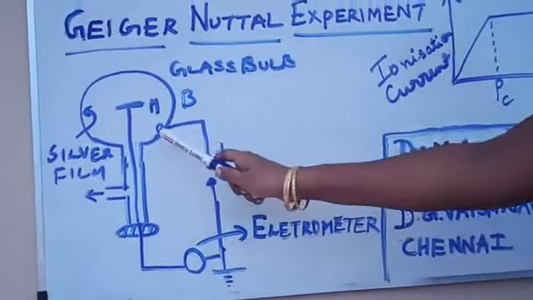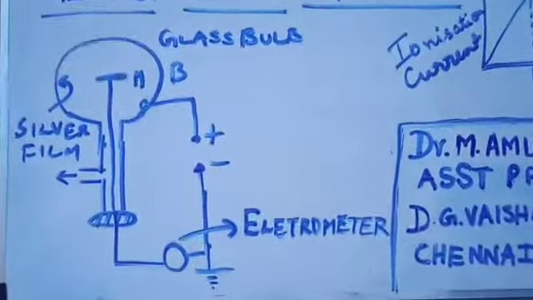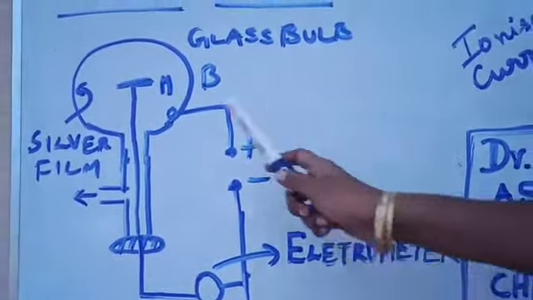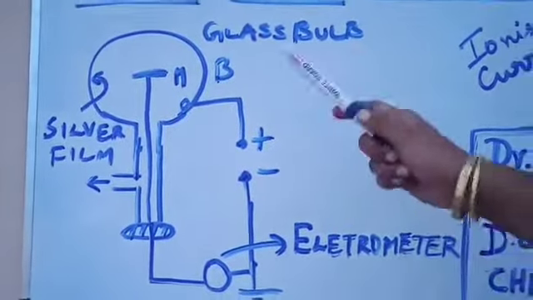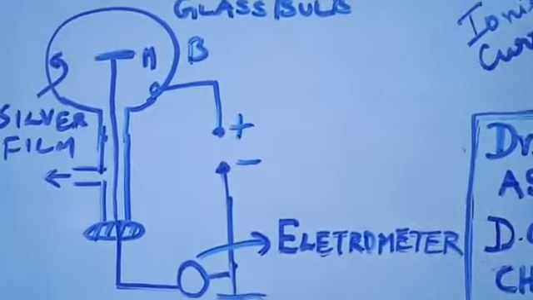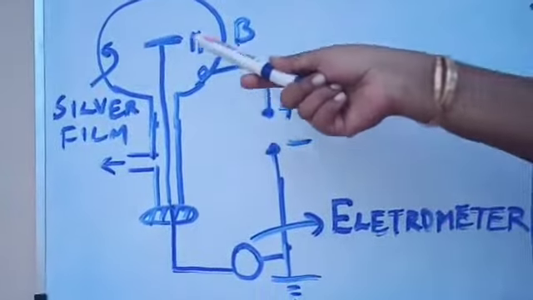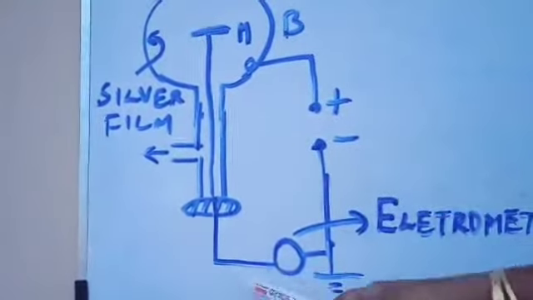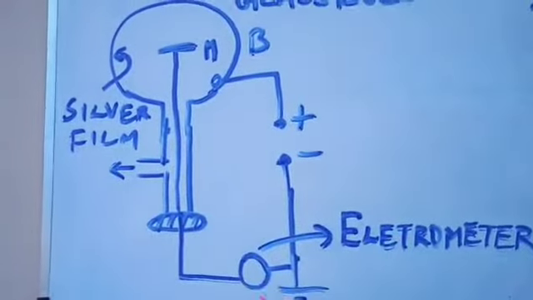The metal disc is connected to the electrometer. The 2 electrodes you are seeing: one is the negative terminal, which is connected to this metal disc, and the positive terminal is connected to the other electrode. A high potential difference is applied between the silver film and the metal disc, so we can measure the ionization current using the electrometer. An electrometer is also connected here, you can see.